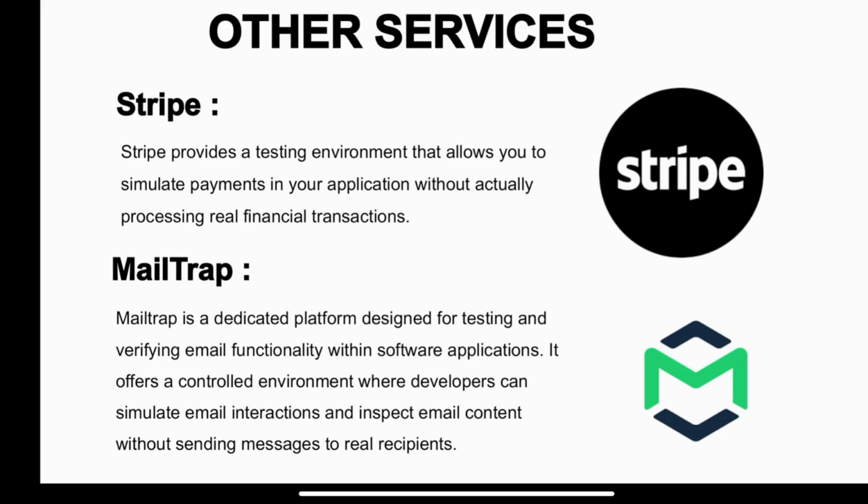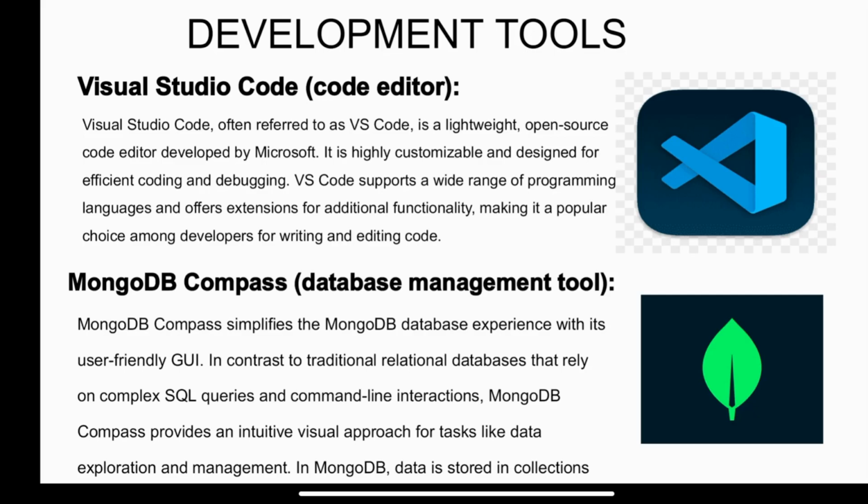There are two development tools, Visual Studio Code and MongoDB Compass. Visual Studio Code, often referred to as VS Code, is a lightweight open source code editor developed by Microsoft. It is highly customizable and designed for efficient coding and debugging. VS Code supports a wide range of programming languages and offers extensions for additional functionality, making it a popular choice among developers for writing and editing code.